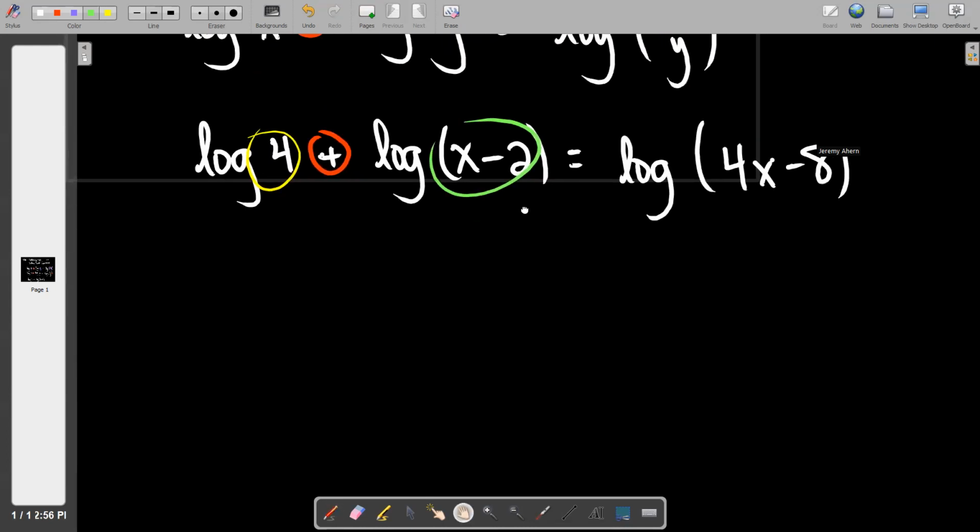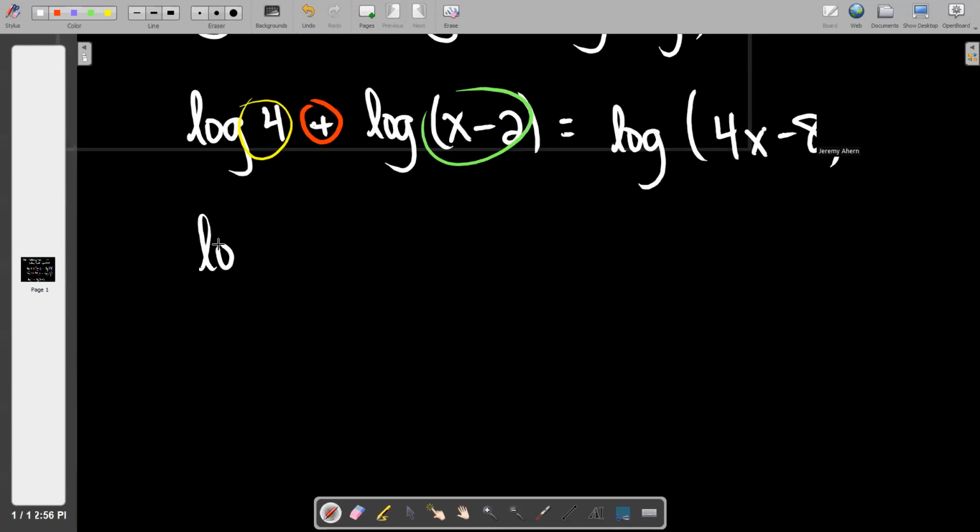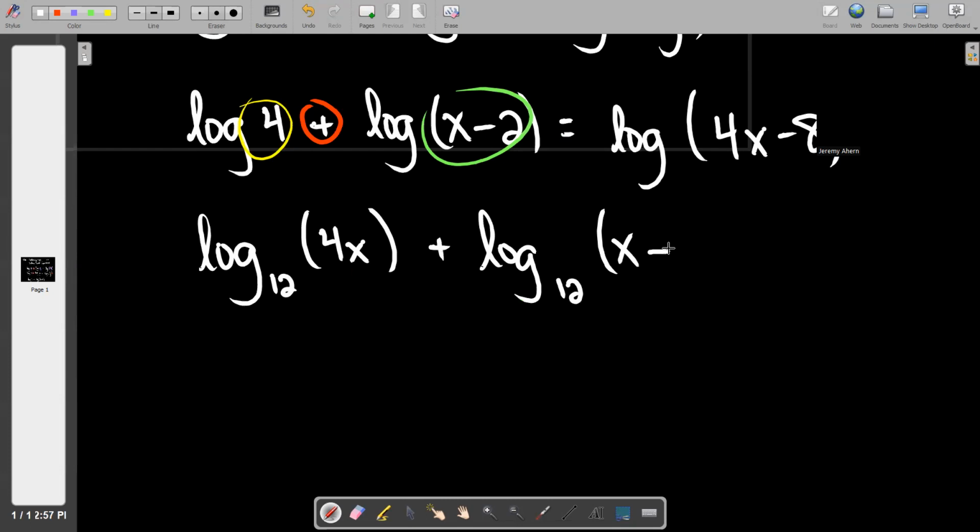All right, let's go again. Log base 12 of 4x plus log base 12 of x plus 2. The 12 is not there to have any mathematical significance. Like I said a minute ago, I thought I should probably start throwing in some different bases. Provided that the bases are the same, then everything is fine.